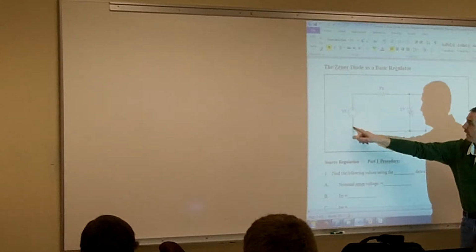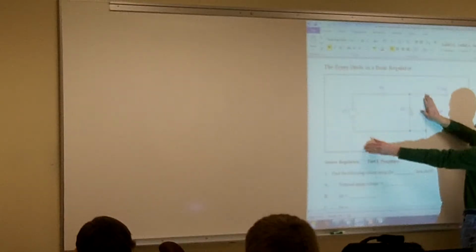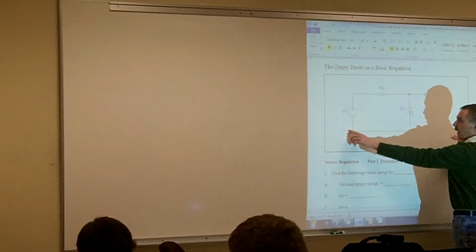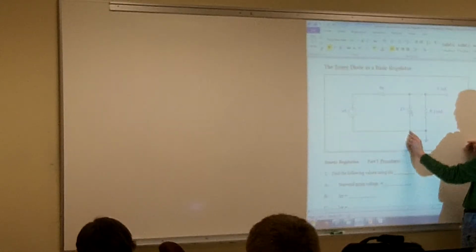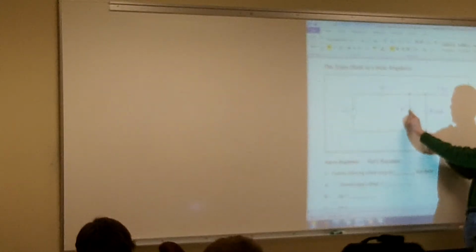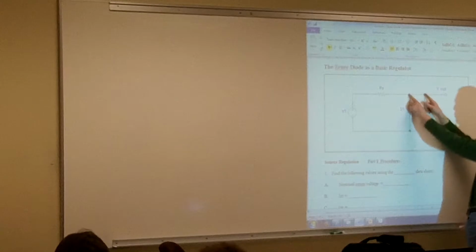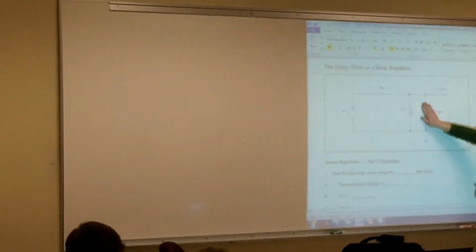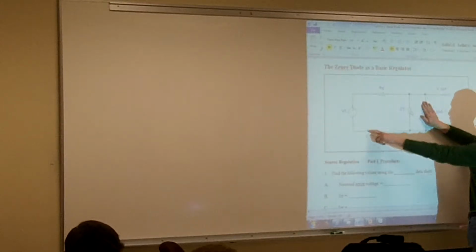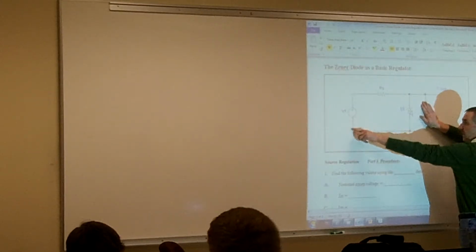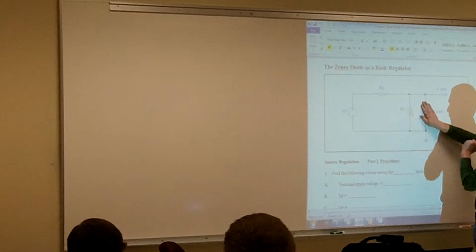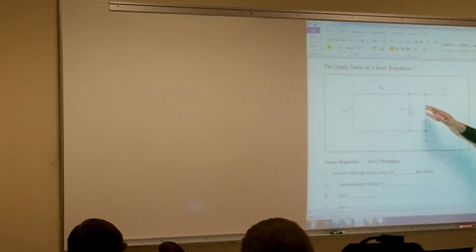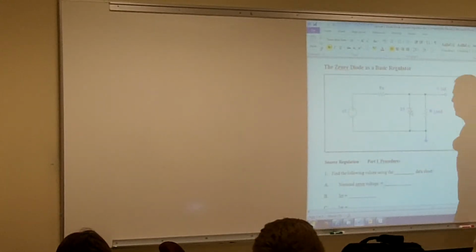With the load in there, my current's going to come through and divide up. Some of it's going to go through the zener, some of it's going to go through the load. The two currents are going to combine and then go back through RS to get my total current. If I remove the load and my total current never changes, what's going to happen to my current going through the zener? It's going to increase. Okay?